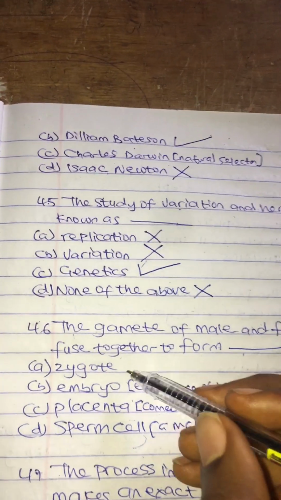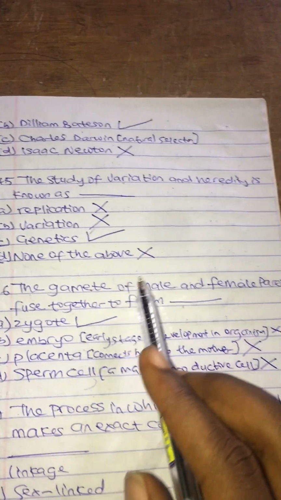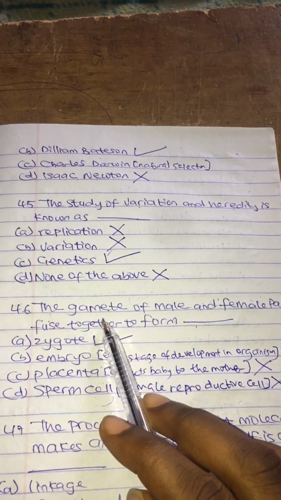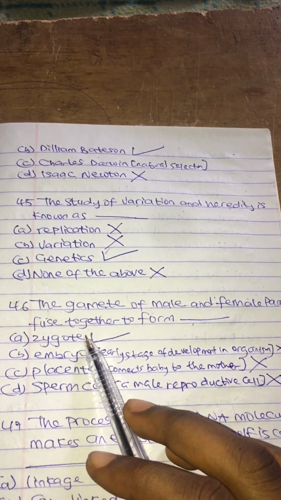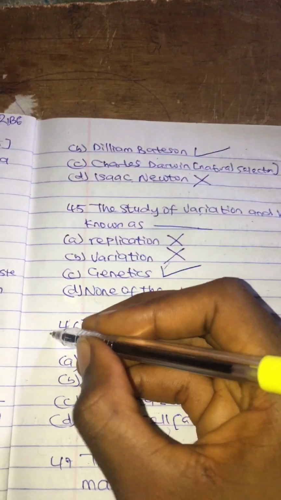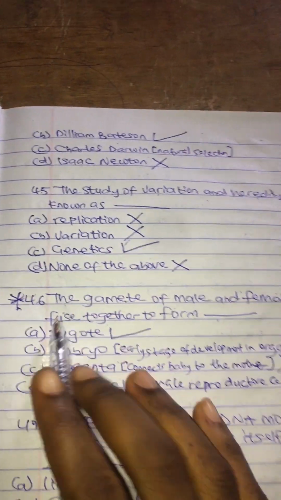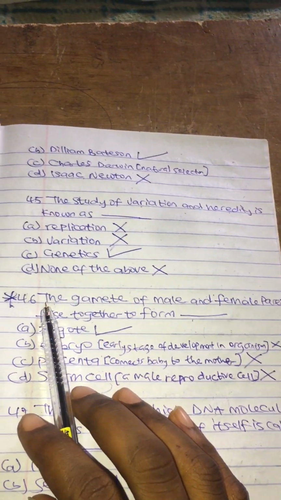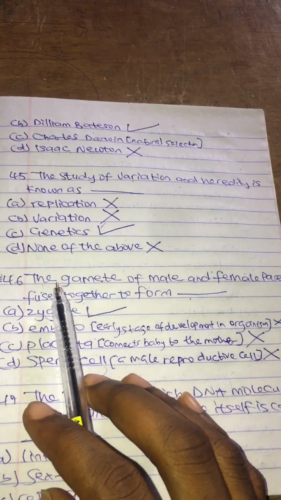Is also out. So the correct answer here is zygote. The gamete of male and female parents fuse together to form zygote. Note it because JAMB always asks this question. So make sure you know the question. So once you see this kind of question, you'll be able to answer it correctly.